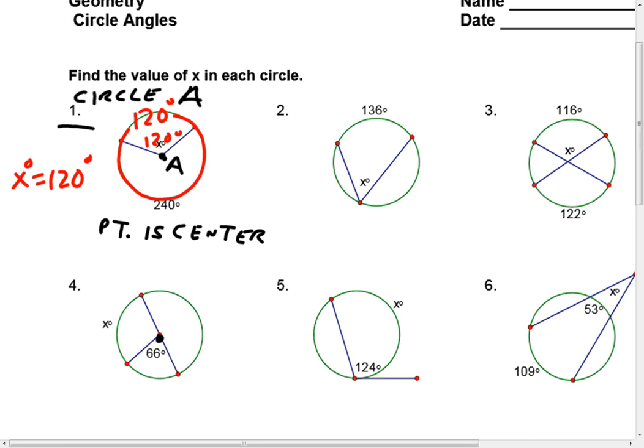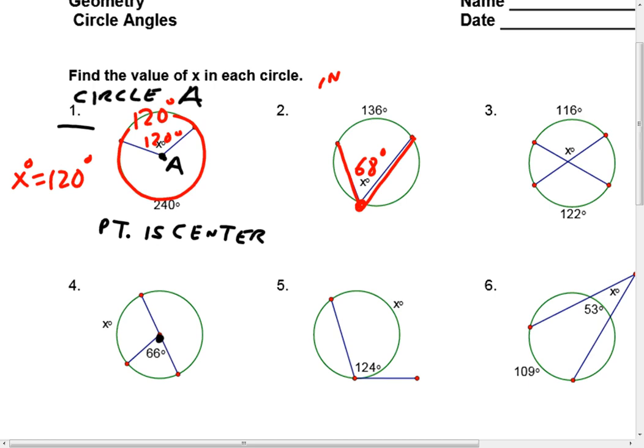Number 2, what kind of angle is that if the vertex is right on the circle? What do we call that? Rachel? Inscribed. What's the rule for inscribed? The angle is going to be half of the arc. So, what do we have here? 68?